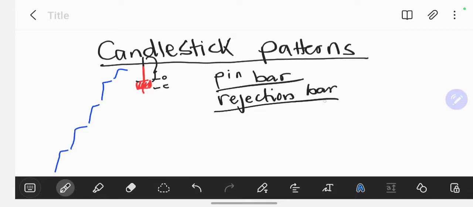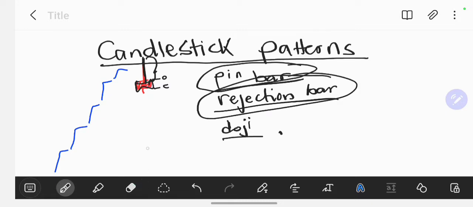Rejection bar. Some will even give it the weird name doji. I think some call it that, a doji. But to keep it simple, because this is a new term to you, you can just say a pin bar, because you can see it has like a pin. It's a pin bar or a rejection bar.